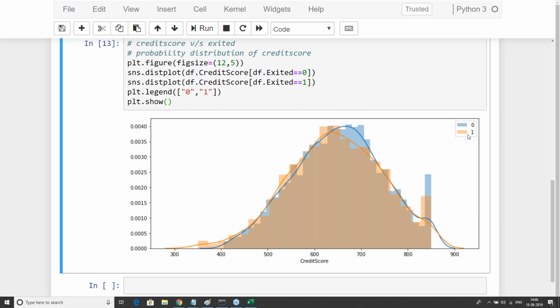Figure size 12 by 5 is what? 12 is the width and 5 is the height of the graph. So 12 by 5 is the image size. Okay, hope you're good. Let's go further.